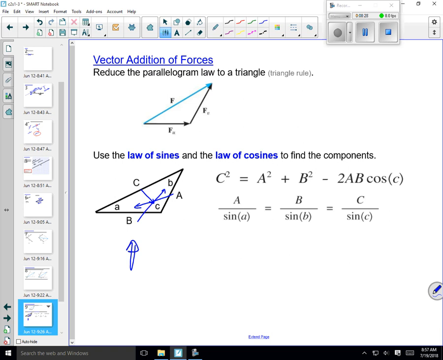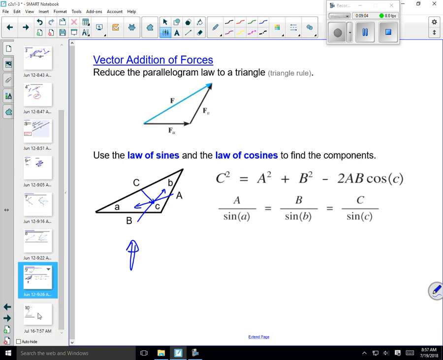And then the law of sines just says the ratio, the length A over the sine of a, is equal to B over the sine of b, which is equal to C over the sine of c. And so I can break this vector up into components using the law of sines and the law of cosines. Another thing to notice is, let's say that the angle c is 90 degrees. Then what happens to the law of cosines? If c is 90 degrees, then that becomes the Pythagorean theorem, which is a good thing. I like the Pythagorean theorem.